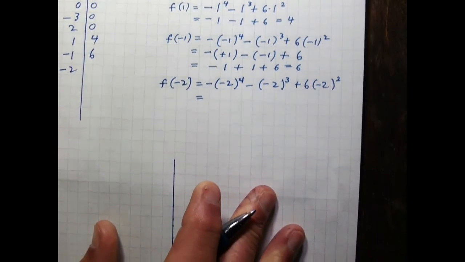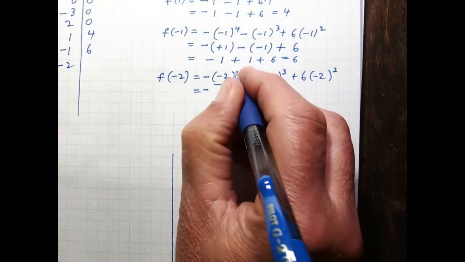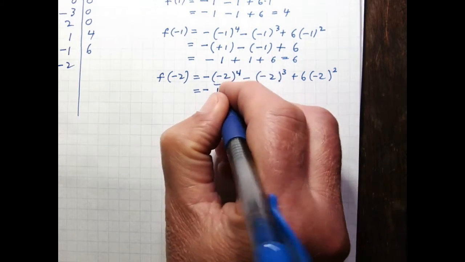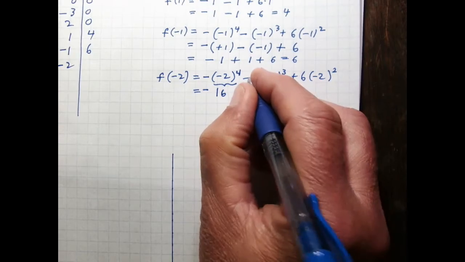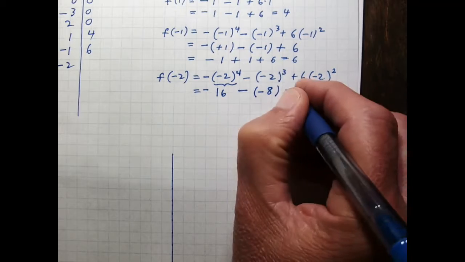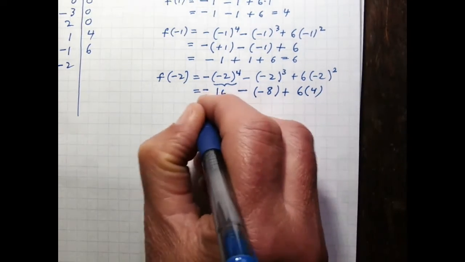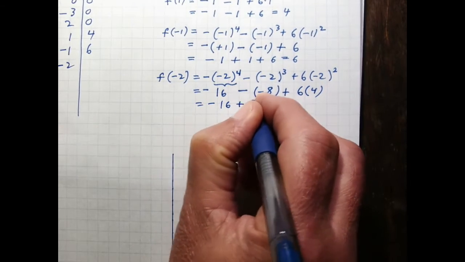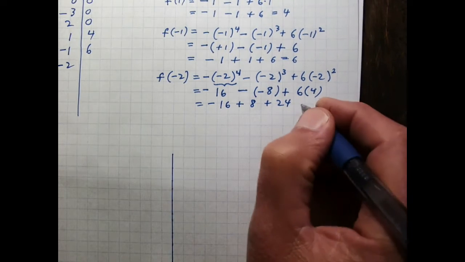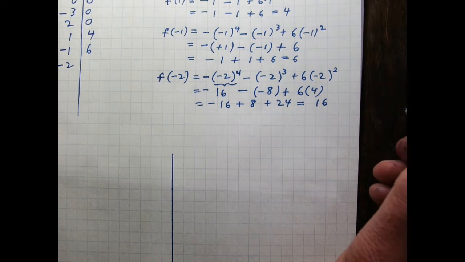So if I were calculating f of negative 2, I save the minus sign out front. First I do negative 2 to the 4th. Negative 2 to the 4th is going to be positive 16, so that will be negative 16. Save this minus sign. Negative 2 cubed is a negative 8, plus I get 6 times 4. So that's negative 16 plus 8 plus 24. And I think that's going to turn out to be positive 16 in the end.